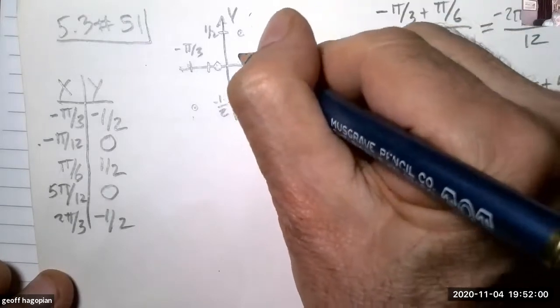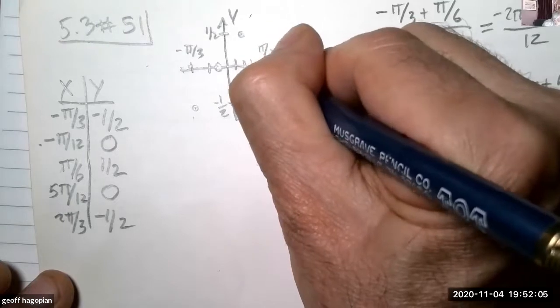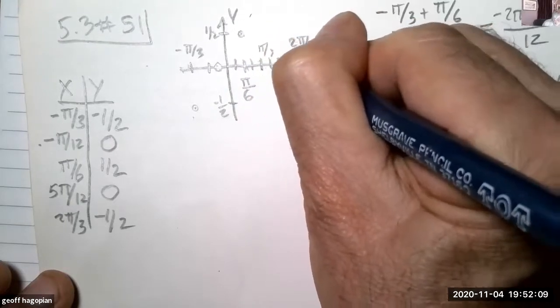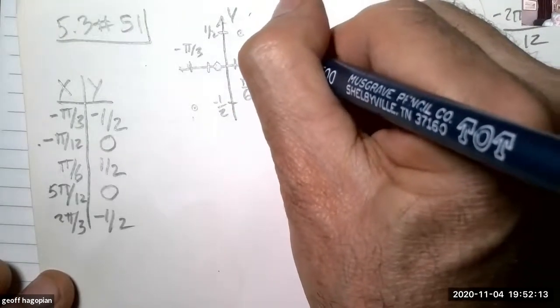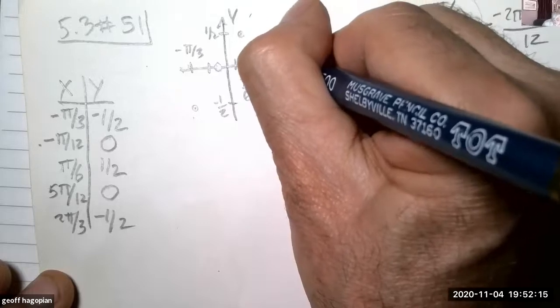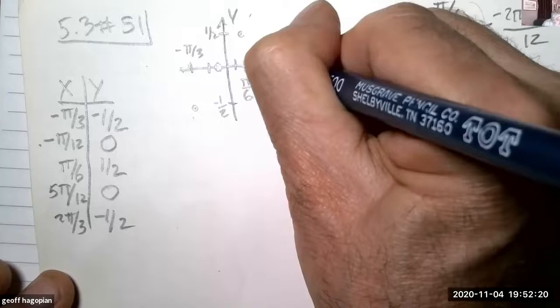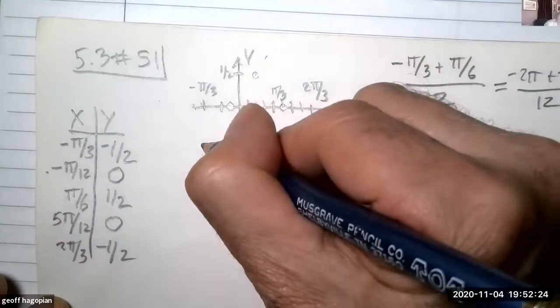And let's see, if I mark by pi over 12, so we got 1, 2, 3, 4, 5 pi over 12, right? Pi over 3 is 4 pi over 12. And so 5 pi over 12 is one hash mark there to the right of that. And so here's my graph.